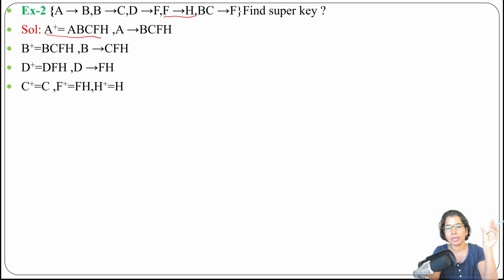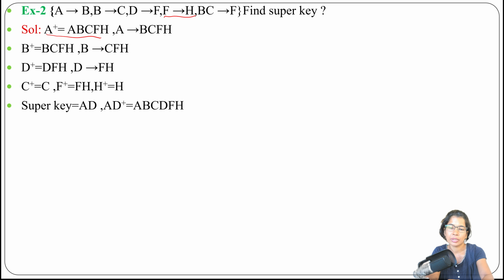So that's why we just combine A, D to find the super key. And A, D positive closure equals A, B, C, D, F, H. So super key equals AD. And this is our minimal super key.